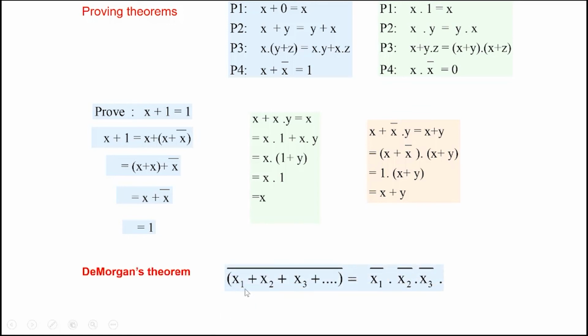De Morgan's theorem is interesting, which we use quite often. When you have a number of variables connected through OR, and you take a complement of this, it becomes a complement of each variable, and then plus becomes a dot here. So the OR operation becomes an AND operation. Similarly, if you take a complement of this kind of a thing, each variable gets complemented, and the dot AND operation becomes an OR operation here. So you can use this to simplify Boolean expressions.